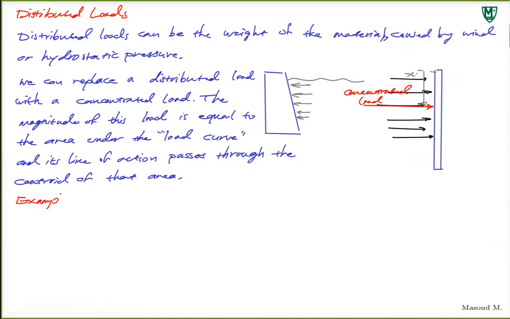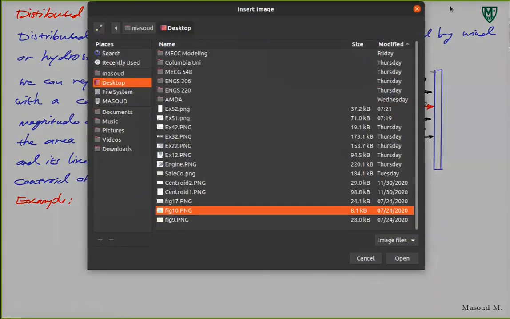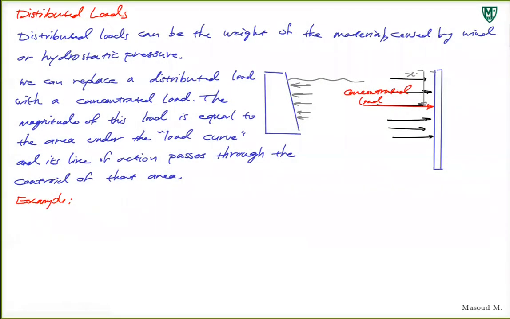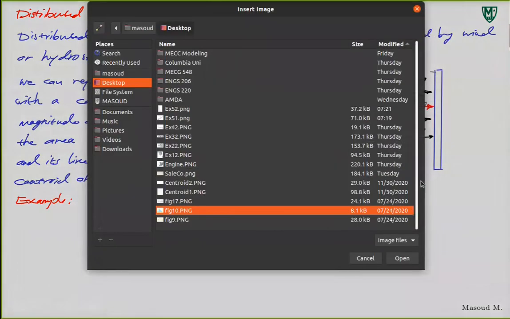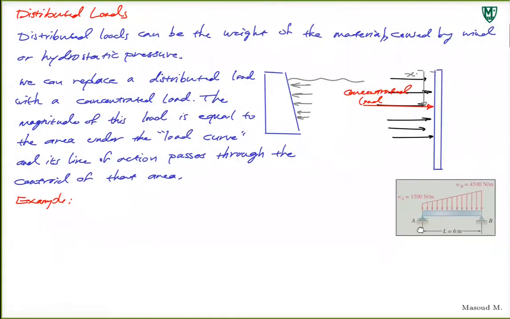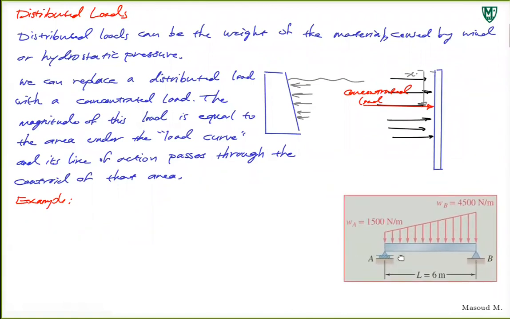It's much easier, so let me stop talking about it. So we have a beam. Let me bring the example here. So if we have this beam, it has some distributed load. We know this shape, we have the profile. This is the load curve. This is what we mean by load curve.